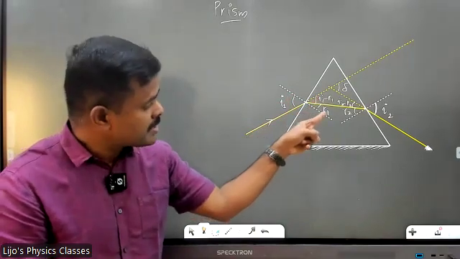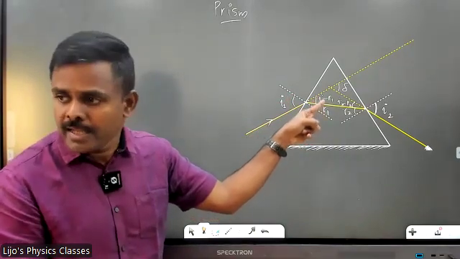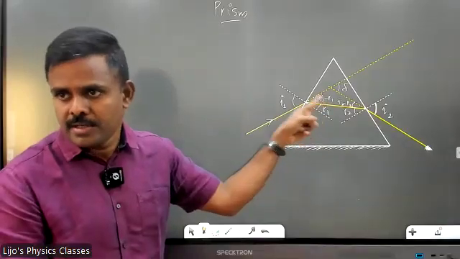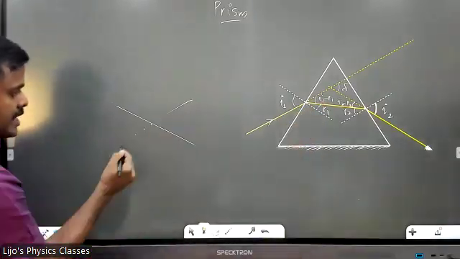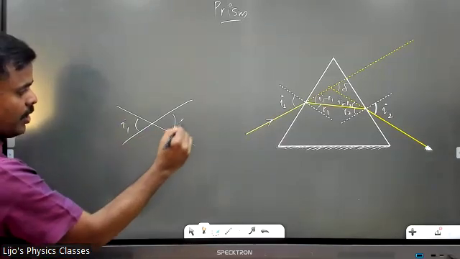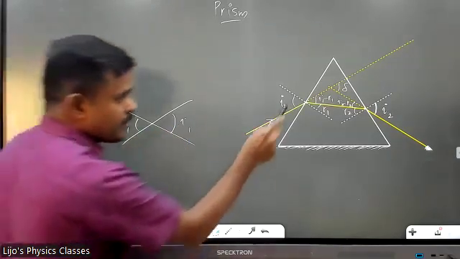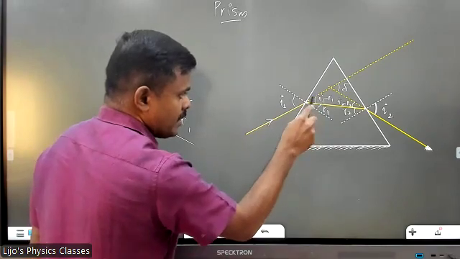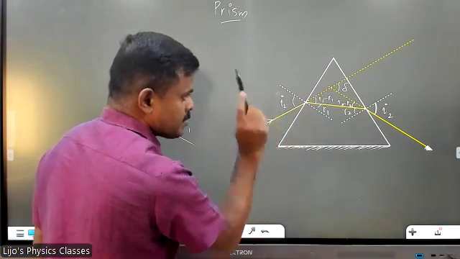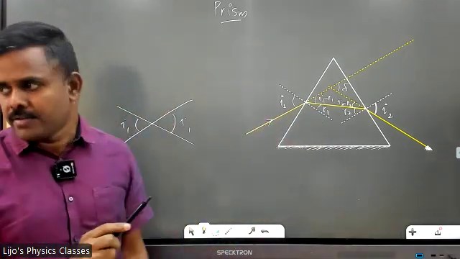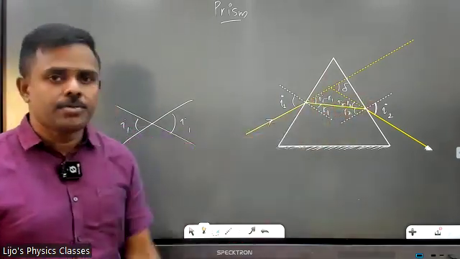Out of which this is R1. The other must be I1 minus R1. So if I draw these angles as if this is I1, the whole of this is I1. But one is R1, the other must be I1 minus R1. The other side is also I2 minus R2.